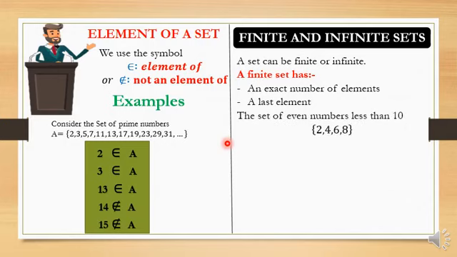and then for example, the set of even numbers less than 10. The set of even numbers less than 10 is a finite set. Why is it a finite set? We can list the elements of this set: 2, 4, 6, 8. These are even numbers less than 10. So the elements of this set, we have 1, 2, 3, 4. There are 4 elements. So it has an exact number of elements, which is 4. We have 4 elements, and then there is a last element, and the last element here is the last digit, which is 8. So we can conclude that this is an example of a finite set.